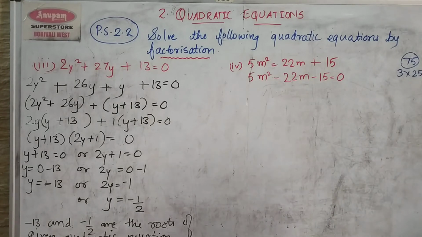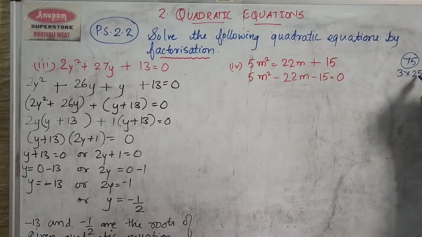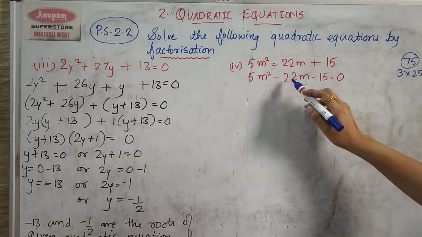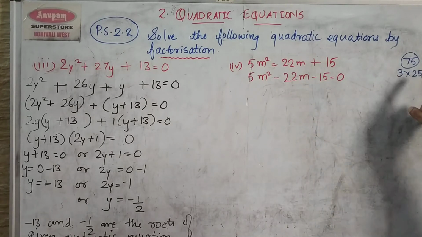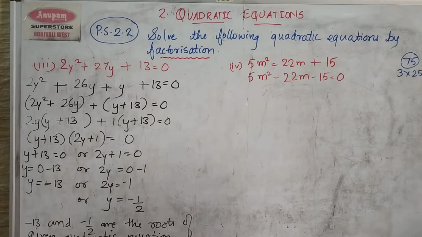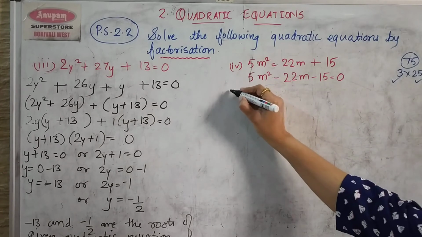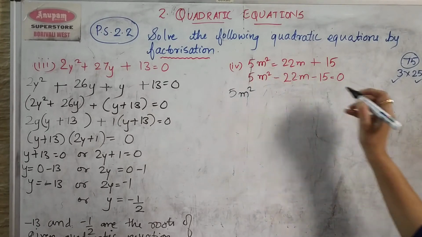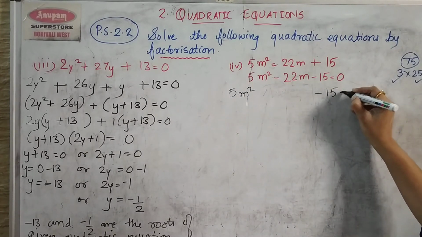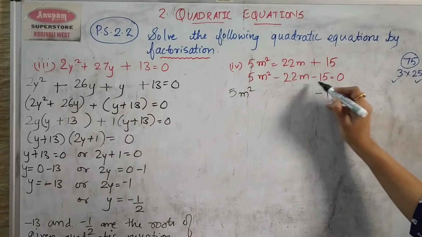Yes. So now 3 into 25 gives you 75, and if you check 25 minus 3 or 25 plus 3, if I do 25 minus 3, it will give me 22, and therefore the two numbers which I am going to write down are 3 and 25. So let us see how we do that. As always, I'll write down 5m square. I'll also write down minus 15 is equal to 0.